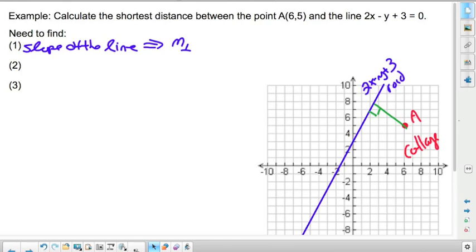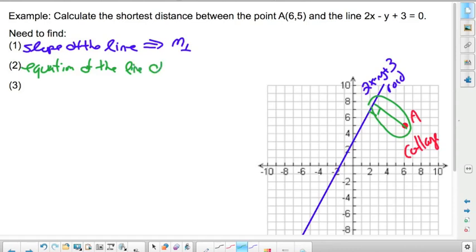Well, we need the equation of this green line, right? In other words, we need this equation of the shortest distance. So we need the equation of the line of the shortest distance. So we need an equation for that green line. Because getting that equation for the green line, we should get our third thing. What's the actual third thing that we need? The length of the. No, we're going to calculate the length.